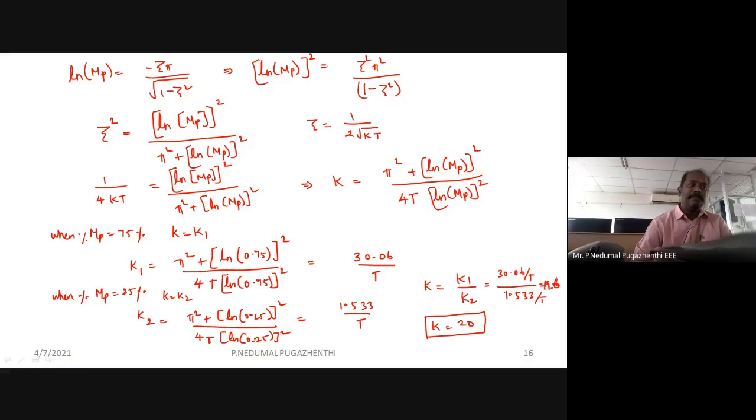And this ratio can be altered. It is not mandatory that every time they may ask you 75, 25. You can change to any value from 60 to 30, or if you want to increase it from 30 to 60. Now you can substitute the value as it is, and you can find the value. So this is the last problem of your tutorial sheet number 6.